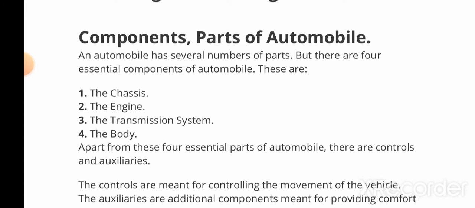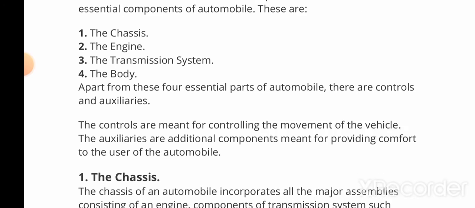Here are some components of an automobile, as shown on the screen. The first is the chassis, second is the engine, third is the transmission system, and fourth is the body. In these components of the automobile, we learn about the positioning and the functions of these components, their use and their structure. So let's start the topic.